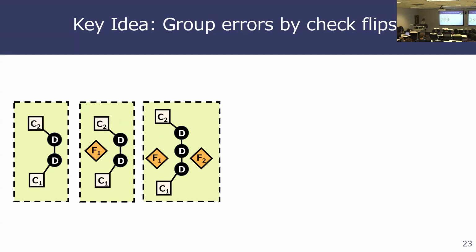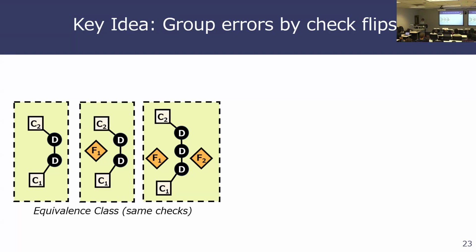So here's a really simple idea. I'm just going to group all of my error events by the check qubits, the check flips, right? Yes, I could have different outcomes depending on which check qubits have flipped, but at least I can now categorize them, right? What am I going to do if I see these two check bits flip?